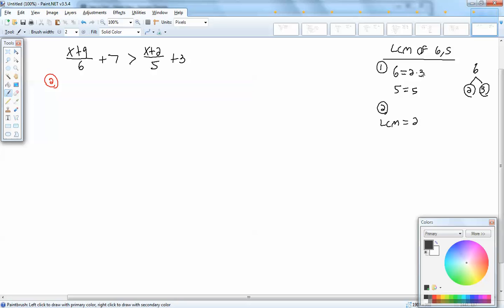Then we'll go to our 3. We're looking for the greatest number of 3's on a single line. 1 here, none here, so it'd be 1. And then we go to our 5. We're looking for the greatest number of 5's on a single line. None here, 1 here, so it'd be 1. And 2 times 3 is 6, times 5 is 30.